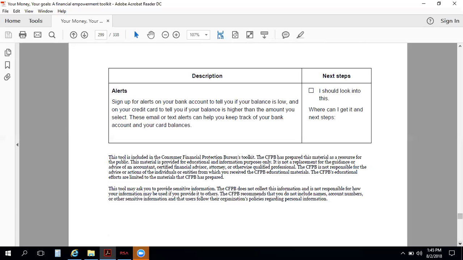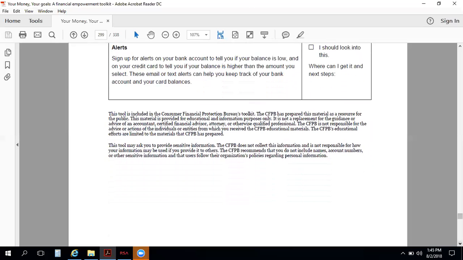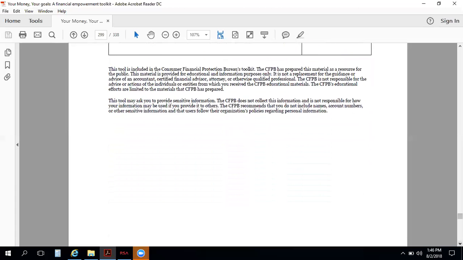That would also be something that maybe they could use the bill pay calendar for, that we talked about in a previous module, to keep track of their expenses they have going out. But here is just a way for them to keep track of how to get those account alerts set up if they don't already have it.